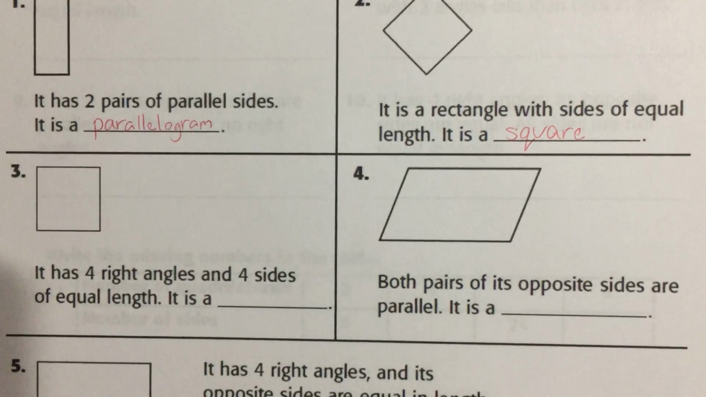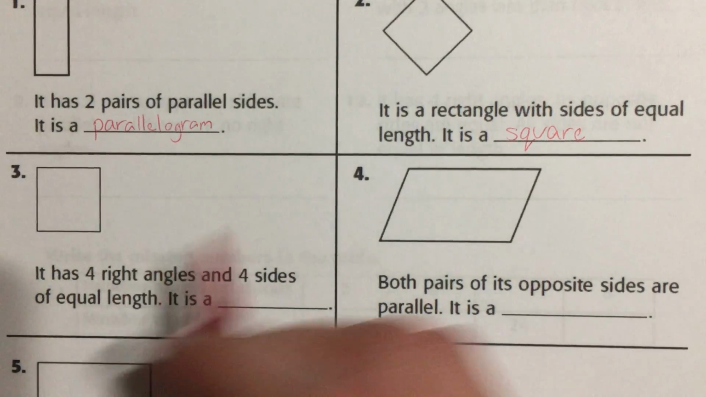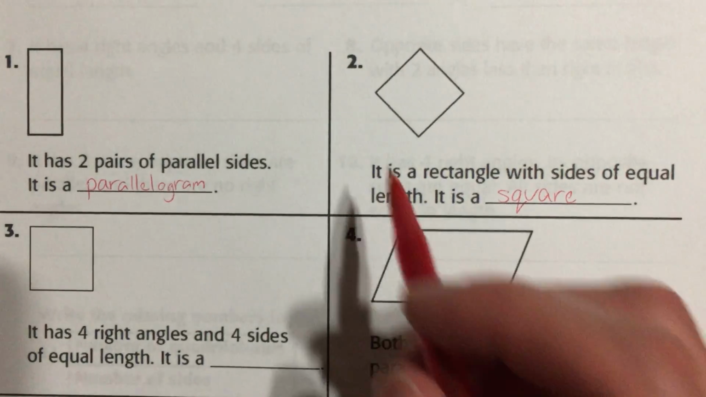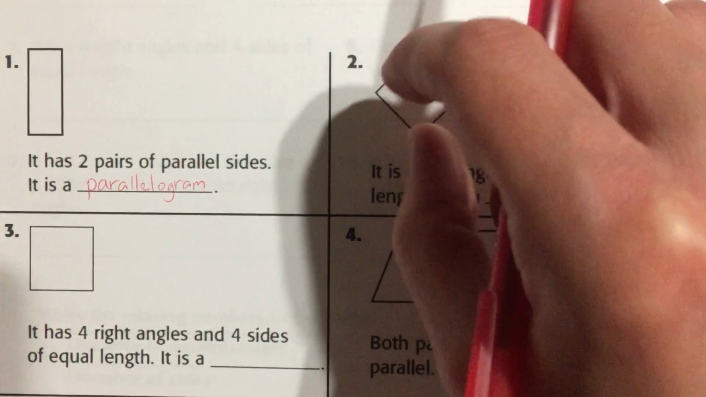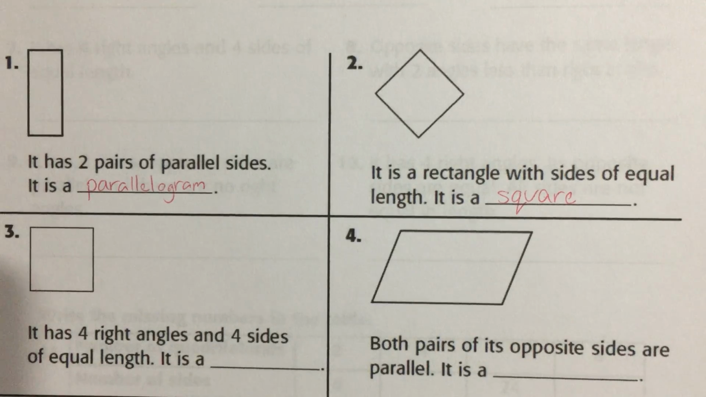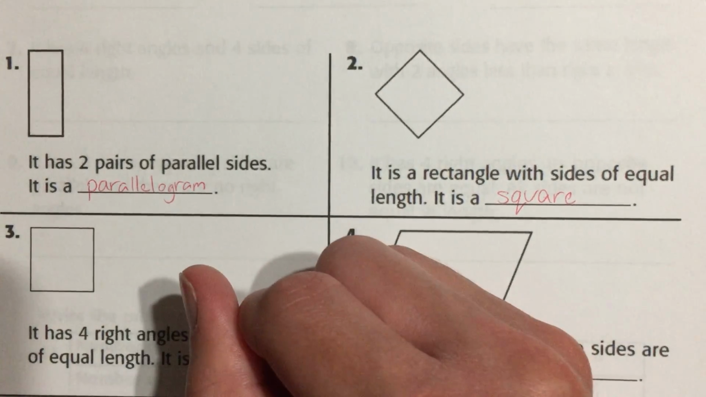Okay. Number 3, 4 right angles and 4 sides of equal length. Well, guess what? That's also a square. You notice they're the same shape? This one is just rotated so it looks more like a square to us. This one, they turn kind of clockwise or counterclockwise just a little bit. That is also a square.